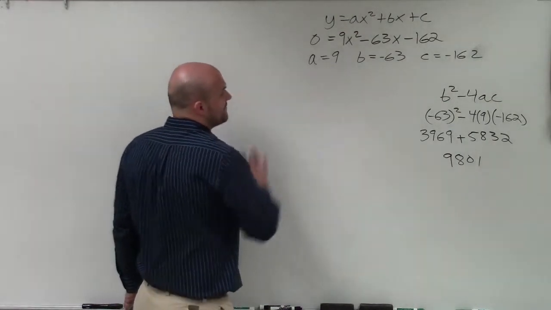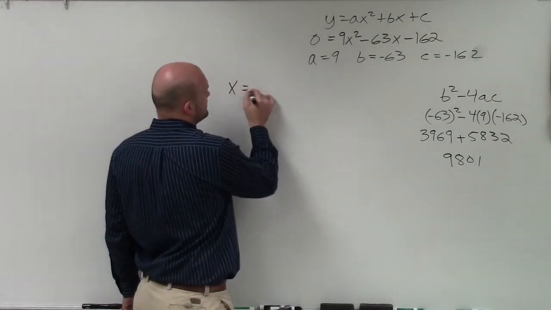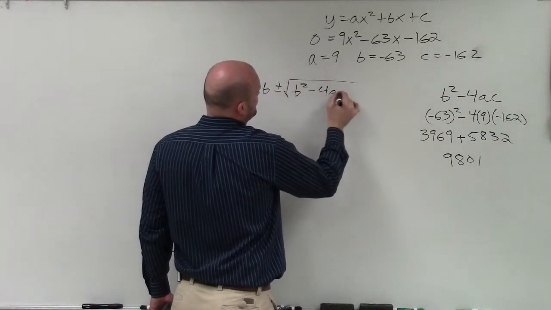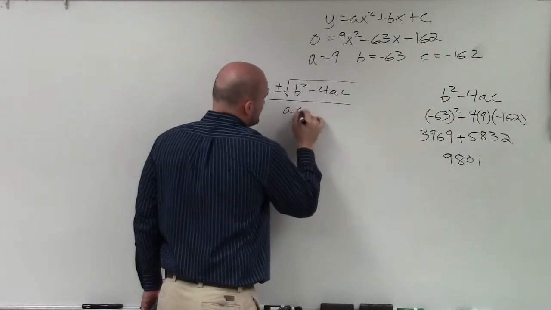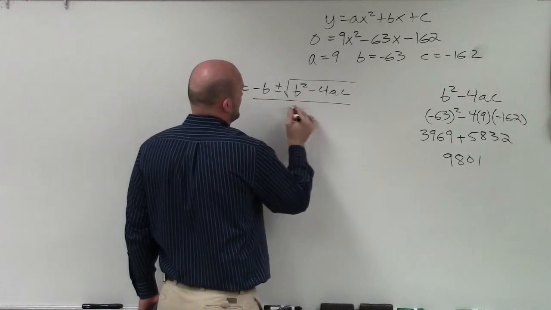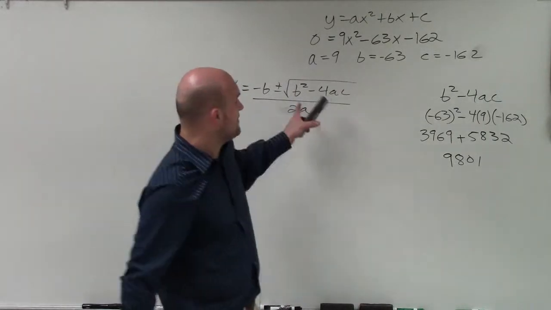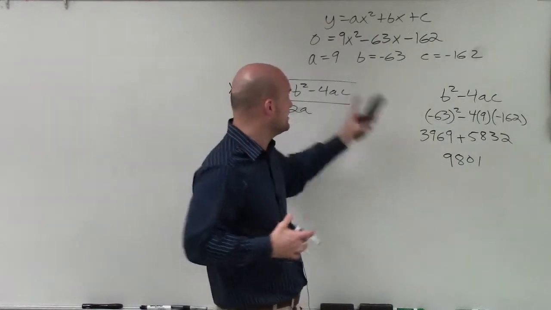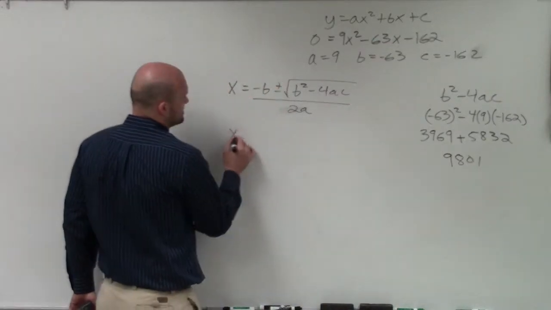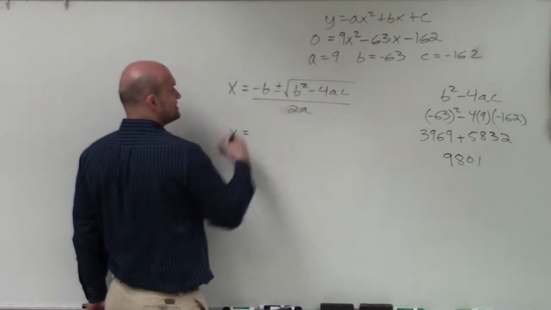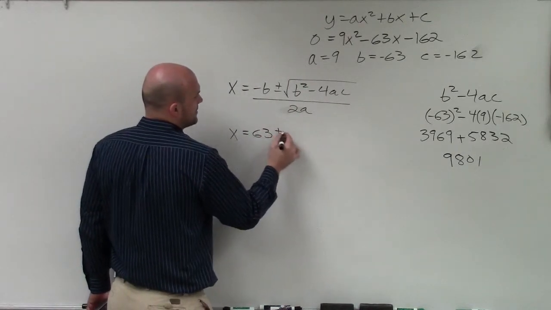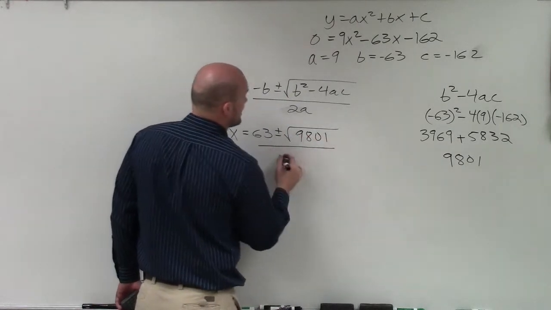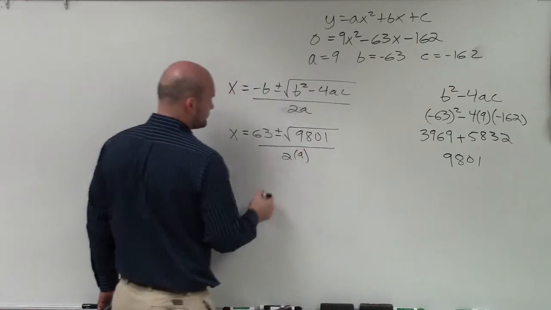So now to find our remaining values, we're going to have x equals the opposite of b, plus or minus the square root of b squared minus 4 times a times c, all over 2a. Since we already found the value of the discriminant, we did work. We're not making stuff up to find the solutions. We actually did part of the work needed for the quadratic formula. So now the next step is to plug in the remaining values. So the opposite of b, which would be a positive 63, plus or minus the square root of 9,801, all divided by 2 times 9.